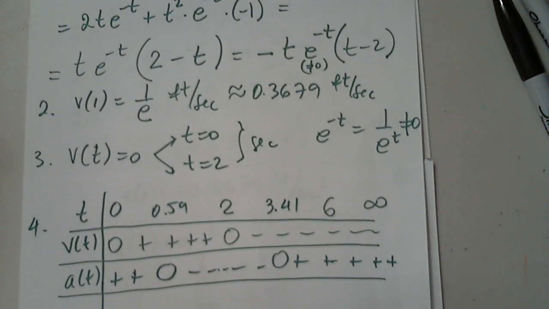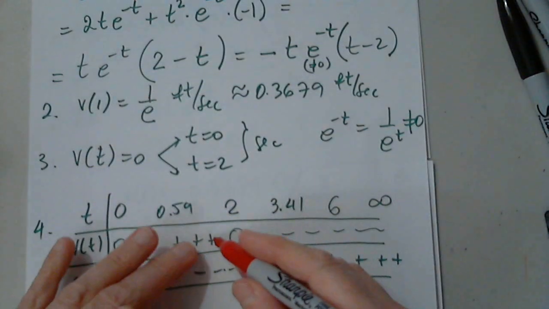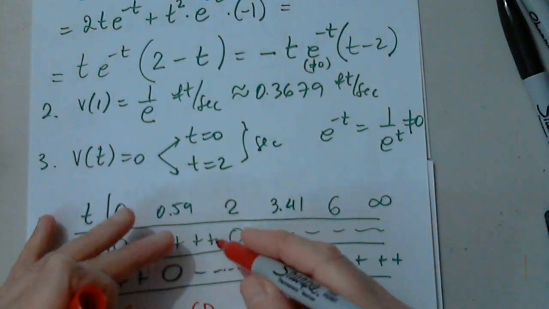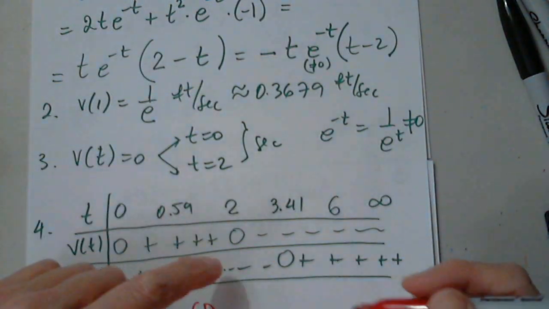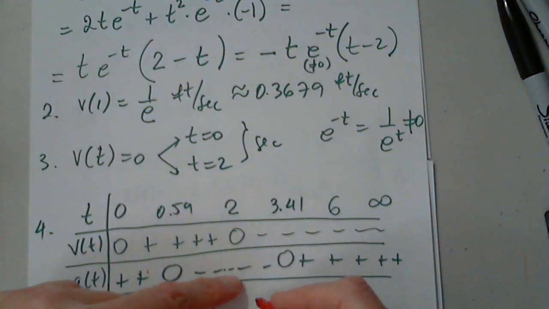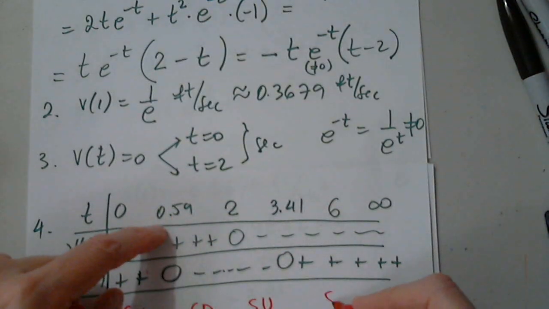So now I have my conclusion. Speeding up because they're both positive. Slowing down, one is against each other. One forces the other one to slow down the particle. Same direction, both working to speed up. Opposite, speeding is slowing down.